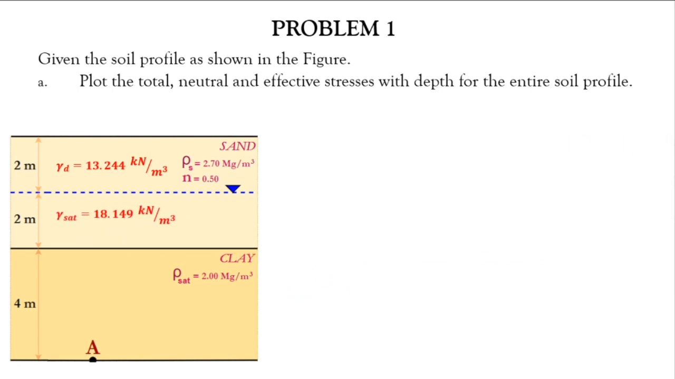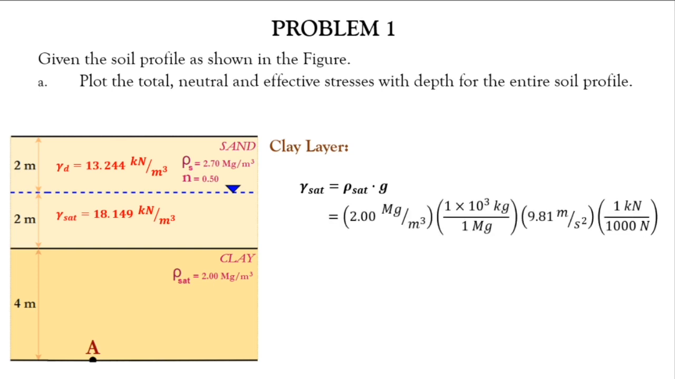Now, we still have the clay layer, which, as you can notice, is also submerged and fully saturated, so I can use the same formula. But since the saturated density of the clay is already given, you just multiply it by the gravitational acceleration. So gamma sat is equal to this value. I convert the saturated density of 2 megagrams per cubic meter to kilograms per cubic meter, then multiply it by the gravitational acceleration, 9.81 meters per square second.